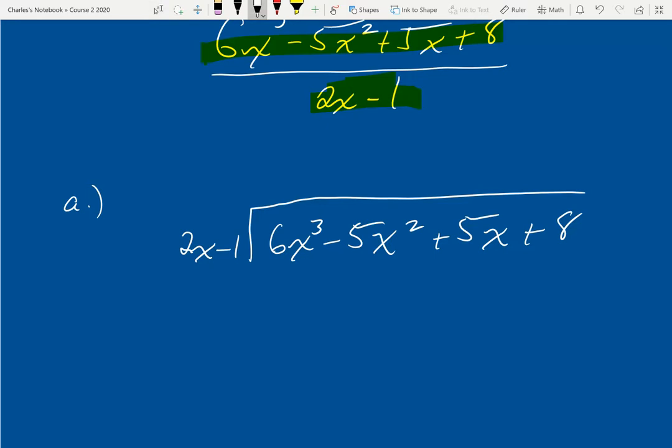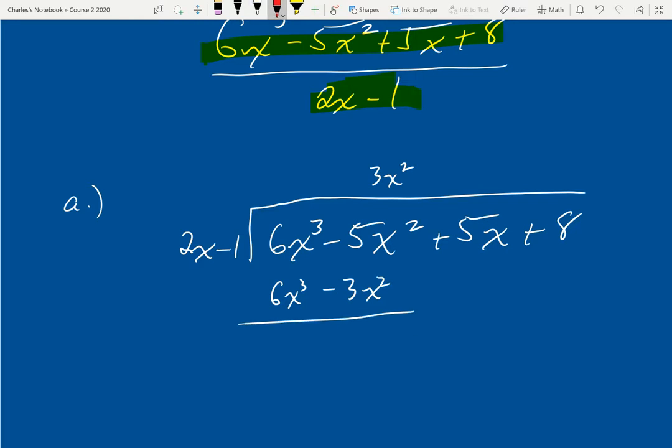And I do this a lot like I do regular long division. If you think what I need is I need 2x times something to give me 6x cubed. Well, that's going to be 2x times 3x squared. And then what I do is I multiply 3x squared by this whole expression right there, which is going to give me two terms. And when I do that, I get 6x cubed minus 3x squared.